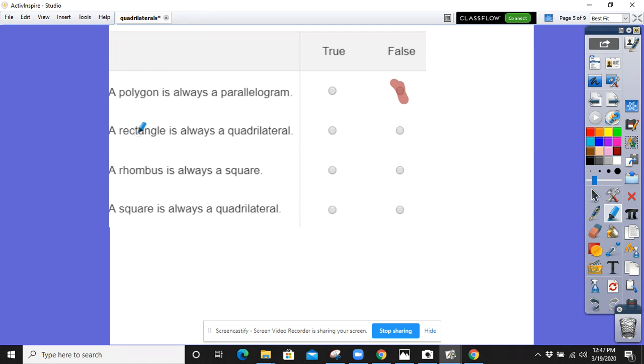The next one is, a rectangle is always a quadrilateral. Well, does a rectangle have all of the characteristics of a quadrilateral? Does it have 4 sides, 4 angles, and angles adding up to 360 degrees? It does. So that is true.